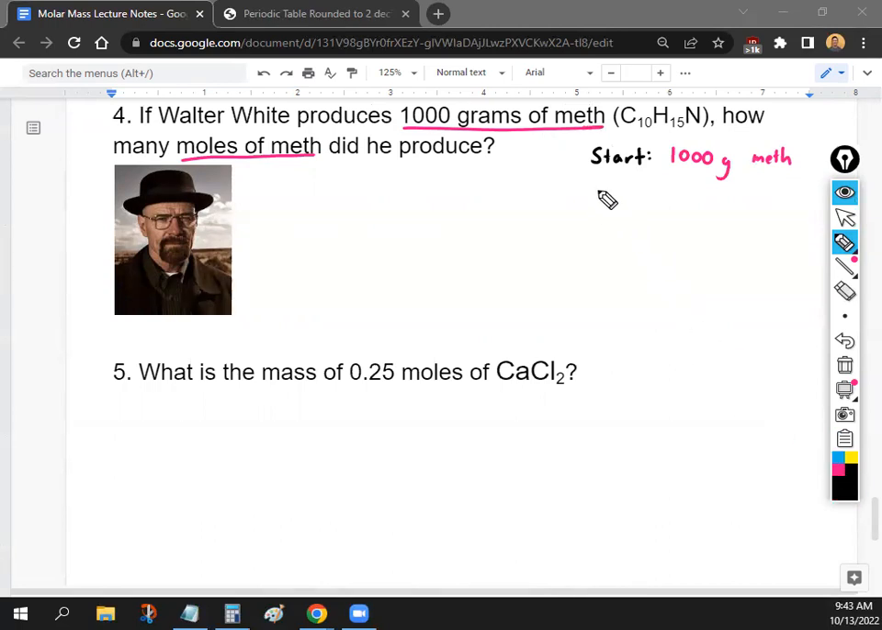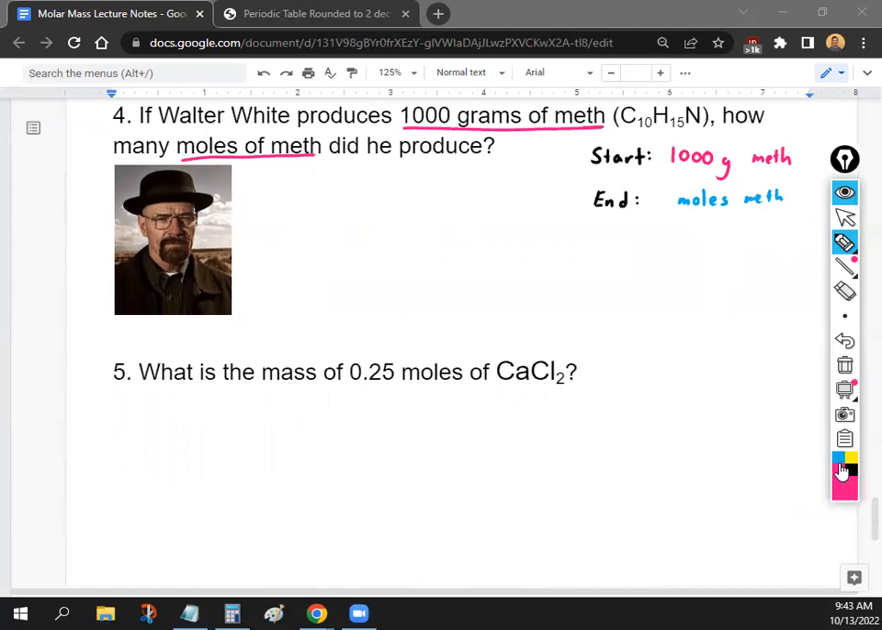Okay. And then what you want to look for is what unit of measurement you want to end up with. Okay, so what are you looking for in this problem? So if we take a look at this problem, we start with 1,000 grams of meth. Okay, now what are we trying to turn that into? What are we looking for? Yeah, we're looking for moles of meth, right? So that means you're going to start the problem with 1,000 grams of meth, and you want to convert that into moles of meth. Okay? Make sense?